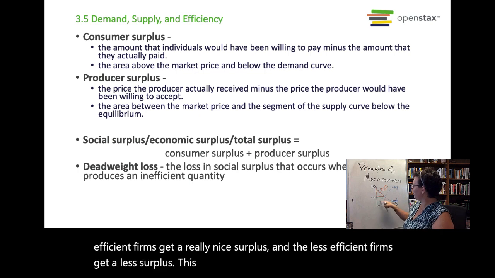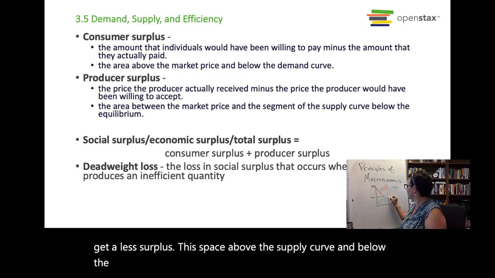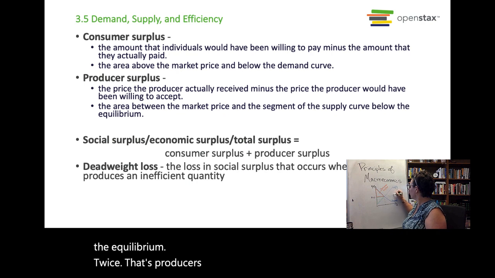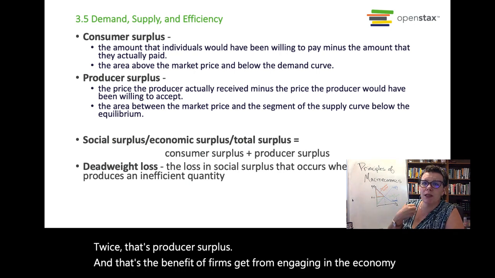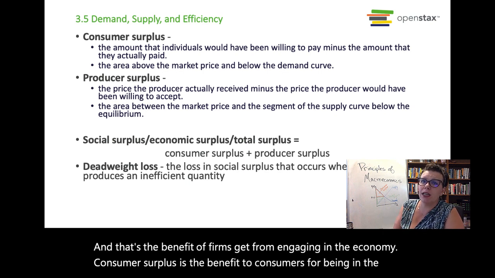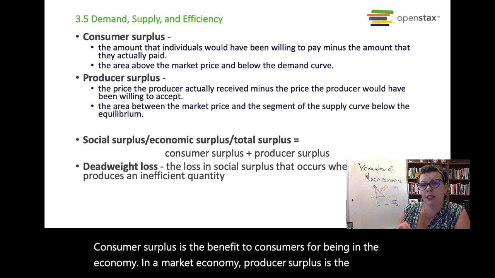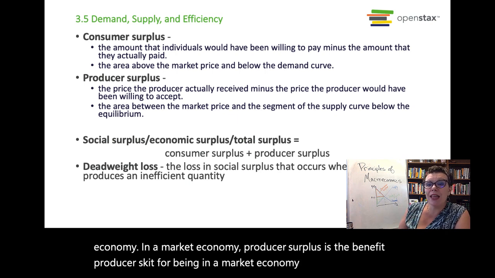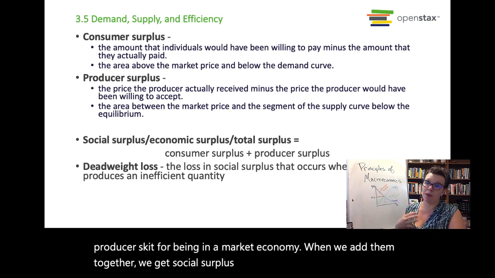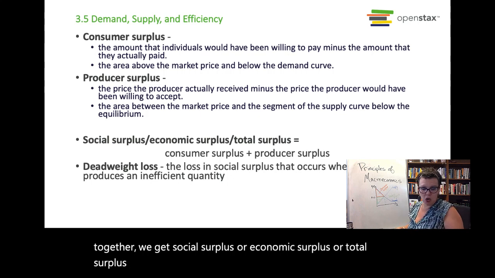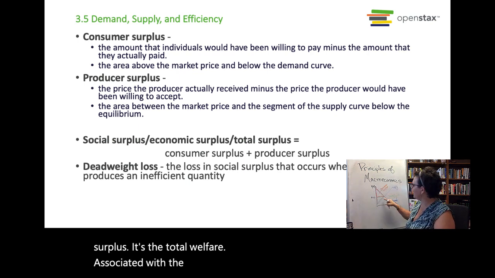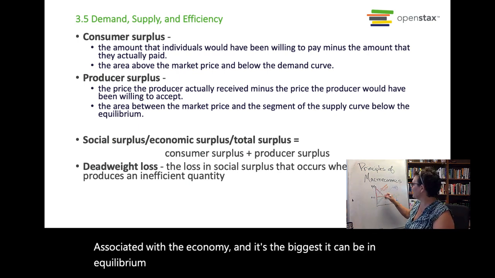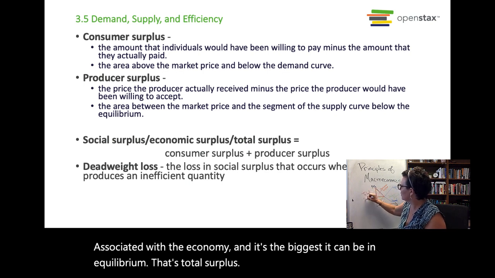This space above the supply curve and below the equilibrium price, that's producer surplus. And that's the benefit firms get from engaging in the economy. Consumer surplus is the benefit to consumers for being in a market economy. Producer surplus is the benefit producers get for being in a market economy. When we add them together, we get social surplus or economic surplus or total surplus. It's the total welfare associated with the economy, and it's the biggest it can be in equilibrium. That's total surplus.